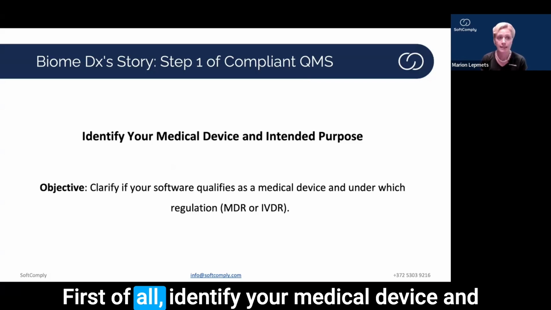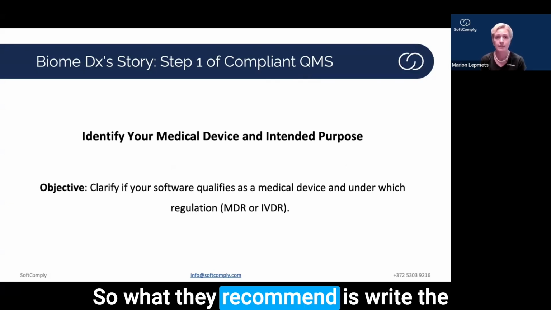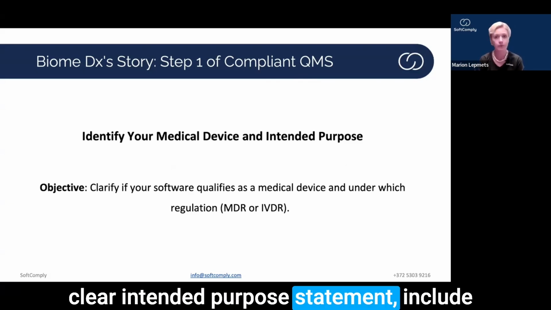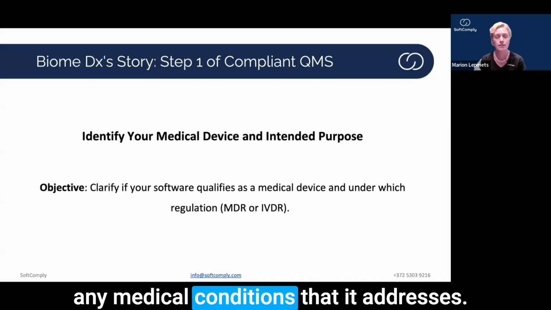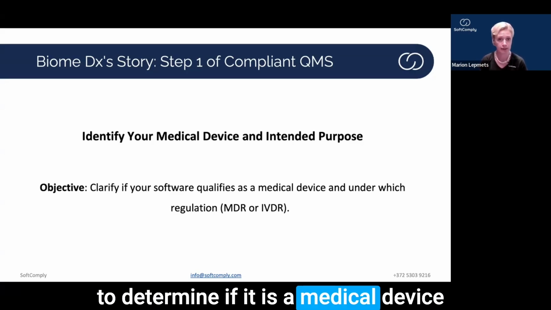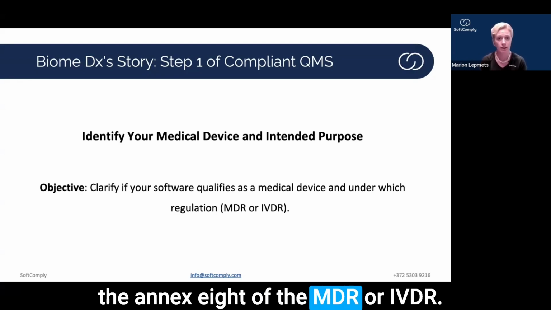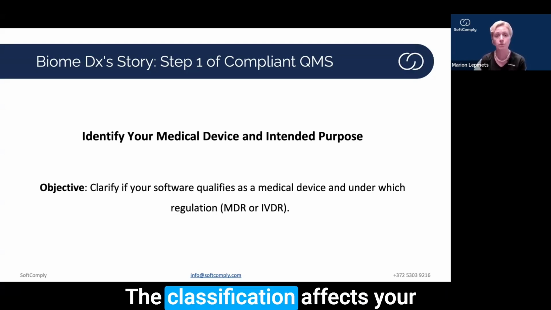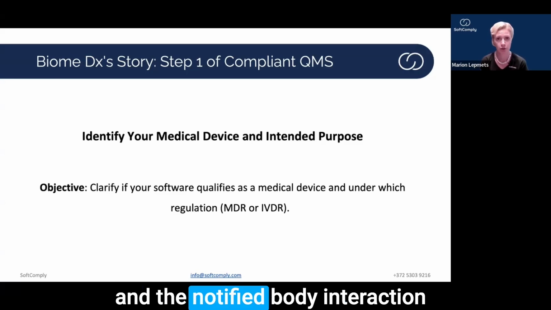First of all, identify your medical device and define the intended purpose of the device. So what they recommend is write a clear intended purpose statement, include what your product does, who it is for, and any medical conditions that it addresses. Refer to Article 2 of the MDR or IVDR to determine if it is a medical device. And then classify your device based on Annex 8 of the MDR IVDR. The classification affects your QMS scope, the clinical evaluation, and the notified body interaction.